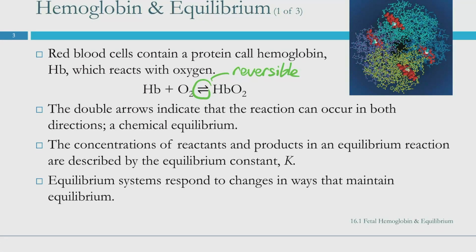And if we have a system that can establish an equilibrium, it's going to respond to changes. We'll often talk about that shift left or right. So creating more reactant, shifting to the left, creating more product, shifting to the right, in an attempt to maintain or reestablish equilibrium.